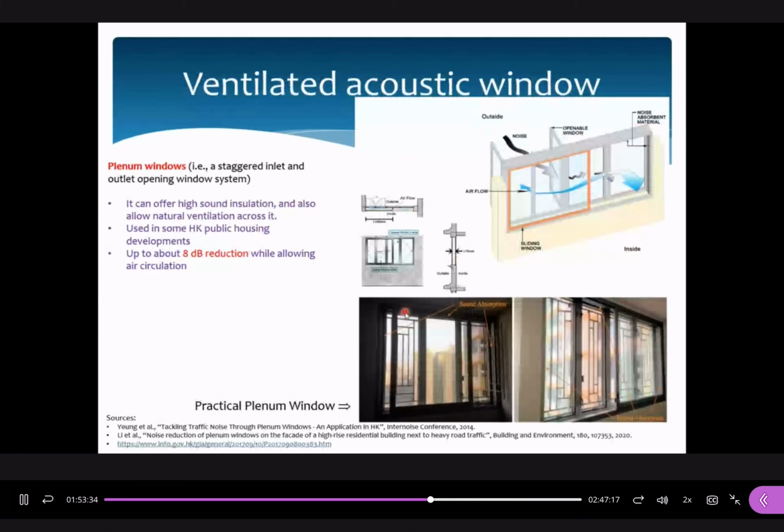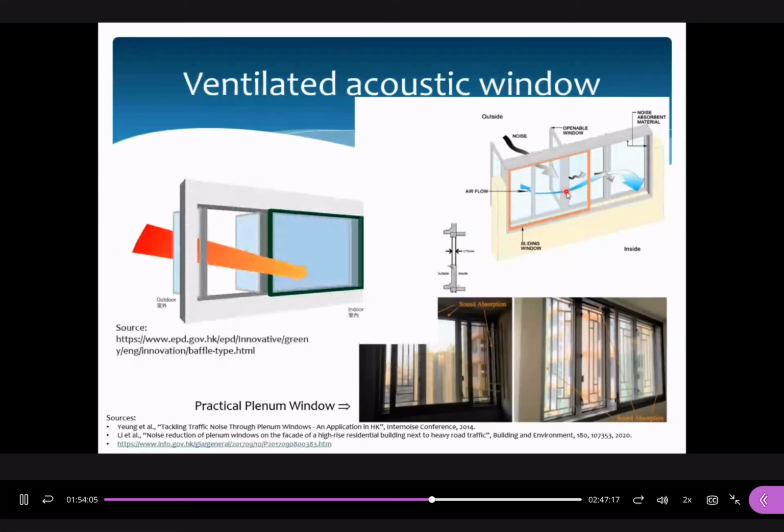If we cannot apply this one, we may make use of the ventilated acoustic window. The concept is so simple. We just make use of two layers of acoustic windows, both sliding windows, so that you can allow airflow from the outside to the inside. But because the propagation path for an acoustic wave is a direct path, this can help to reduce certain amounts, like this one. We can block the direct path. And according to real measurements, some of them can achieve up to 8 dB reductions.